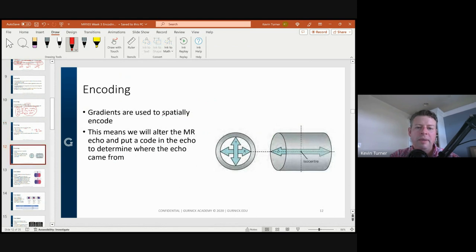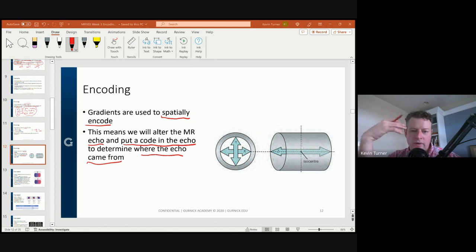So gradients are used to spatially encode. Spatially encode because we're trying to figure out where this echo exists in space, right? That's why it's called spatial encoding. I tend to just use the word encode, but the official term for it is spatial encoding, because we're trying to encode where the patient is coming from in space. Like, not in time, but in space, right? This means that we alter the MR echo and put a code in the echo to determine where the echo came from. Just like the ping in a sonar, or a bat using echolocation to get that information back.